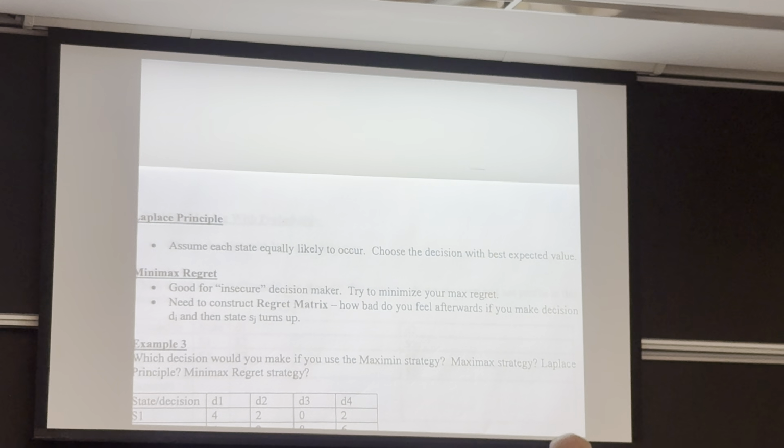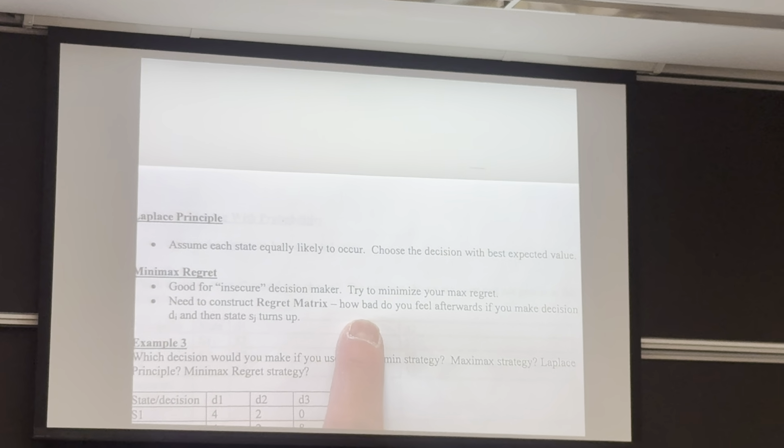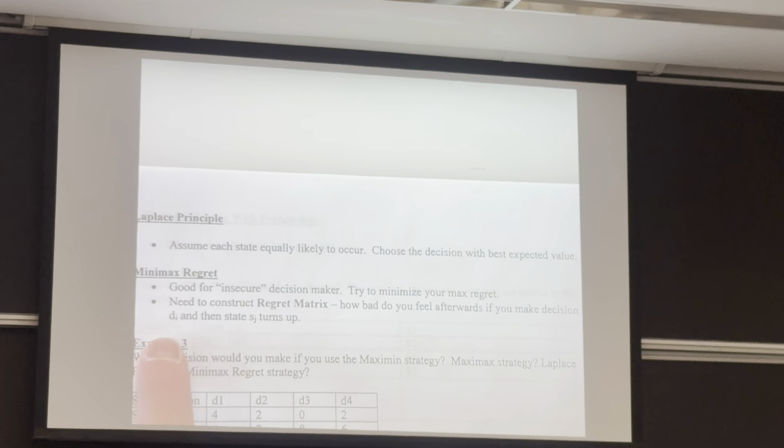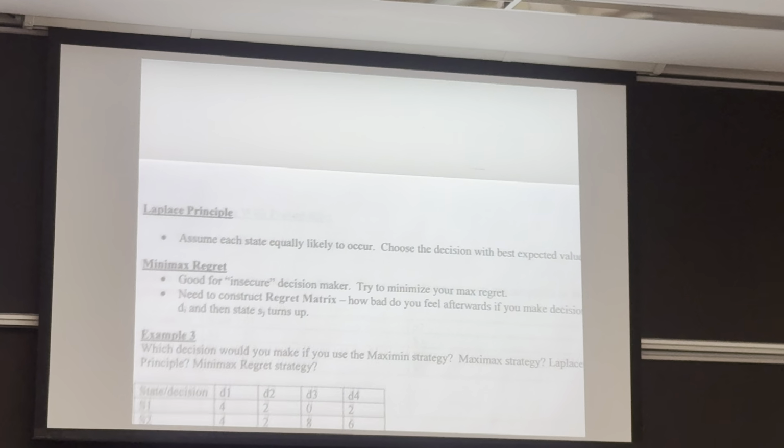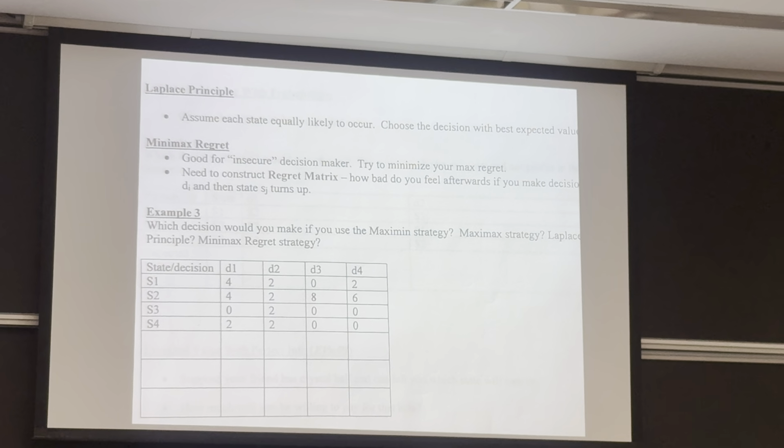You can't eat, you can't sleep. So therefore, maybe you want to minimize your regrets, okay? So this requires you to construct a so-called regret matrix that measures how bad you feel if you choose decision DI and then state SJ turns up. So let's look at this problem here with 4 decisions and 4 possible states that can happen. And it says which decision would you make, right?